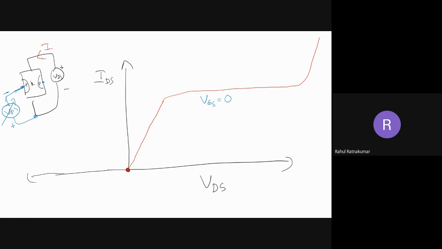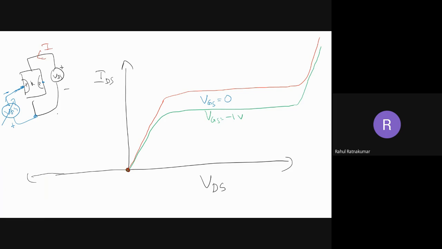Now I'm going to increase the VGS. So what happens? I'll get a new curve. Reverse bias, so a depletion layer is formed. This is going to reduce my current, something like this. Okay, now here for the new VGS, I'll give VGS equal to minus 1 volt, right? So this is the new VGS.